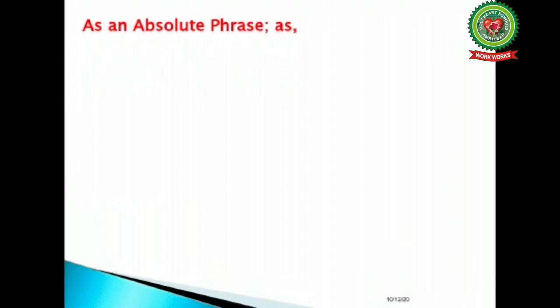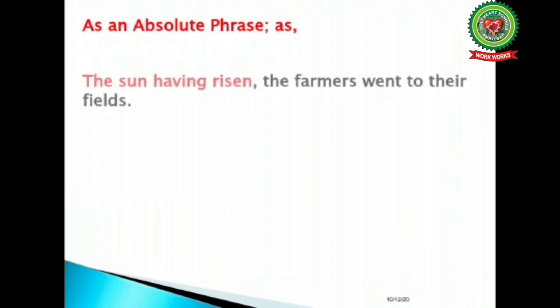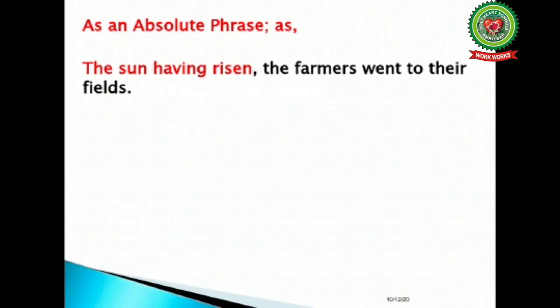As an absolute phrase, as the sun having risen, the farmers went to their fields. Now, children, if we observe, the sun having risen is a phrase. It has a noun of its own, that is the sun. And having risen is participle phrase. So, the sun having risen is an absolute phrase in the statement.